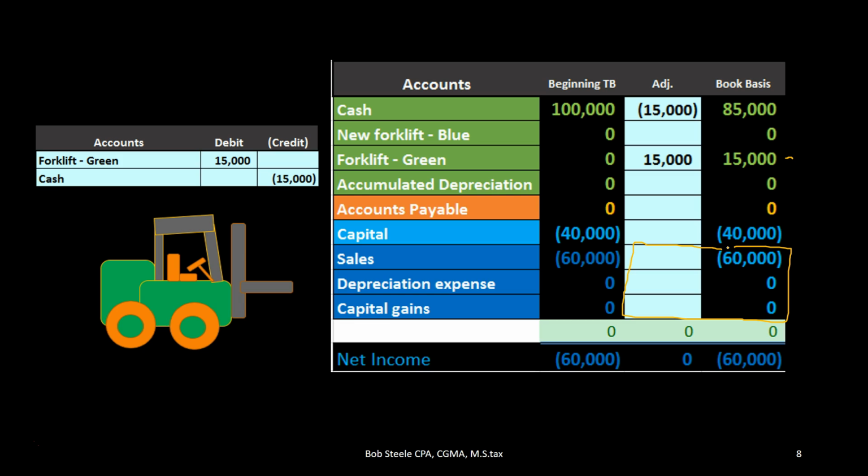Now, we may get an accelerated depreciation in year one, a 179 deduction or some type of accelerated depreciation, meaning we get to depreciate a large portion of it in year one, but the concept of this is that the forklift itself is not expensed at the time of purchase. We're going to record depreciation as we go. So let's take a look at what that looks like.